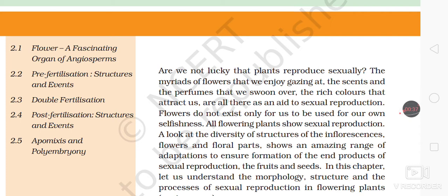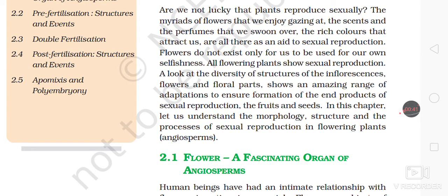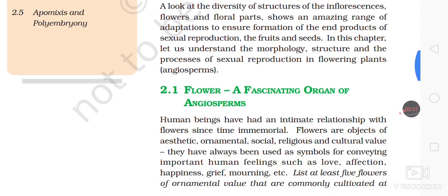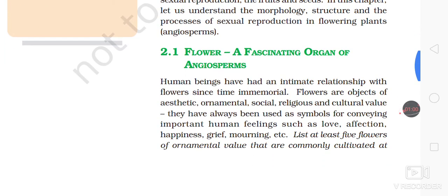All flowering plants show sexual reproduction. A look at the diversity of structures of the inflorescence, flowers and floral parts shows an amazing range of adaptations to ensure formation of the end products of sexual reproduction, the fruits and the seeds. In this chapter, let us understand the morphology, structure and the process of sexual reproduction in flowering plants, angiosperms.